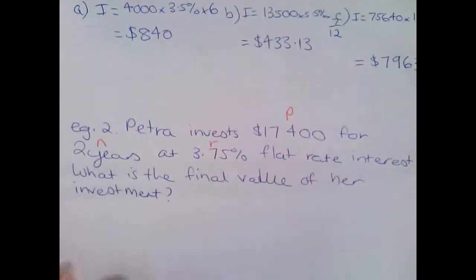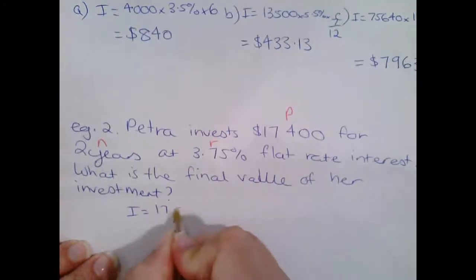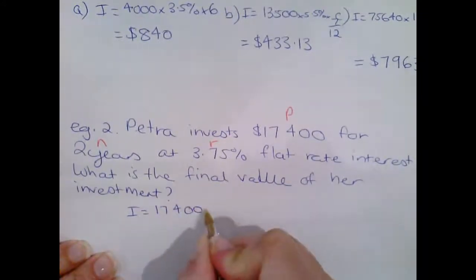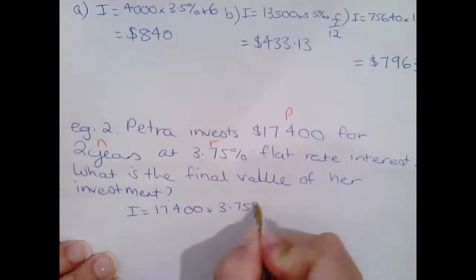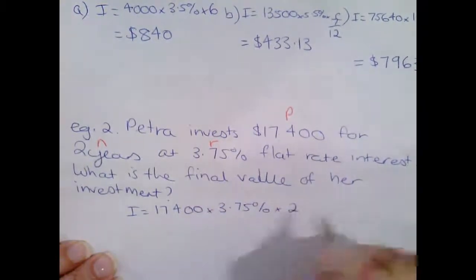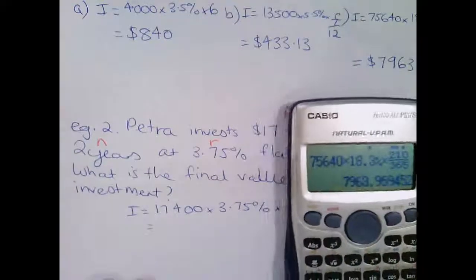So interest would be 17,400 times your rate, 3.75% for 2 years. Okay, calculator.